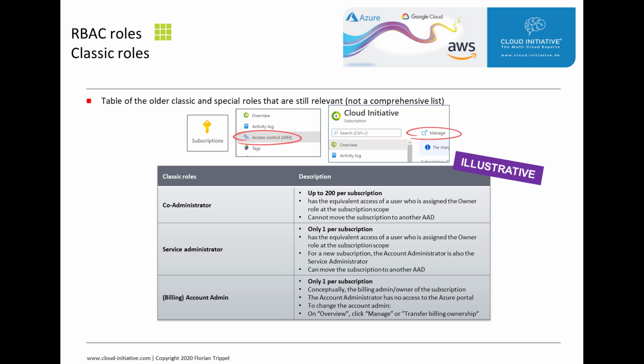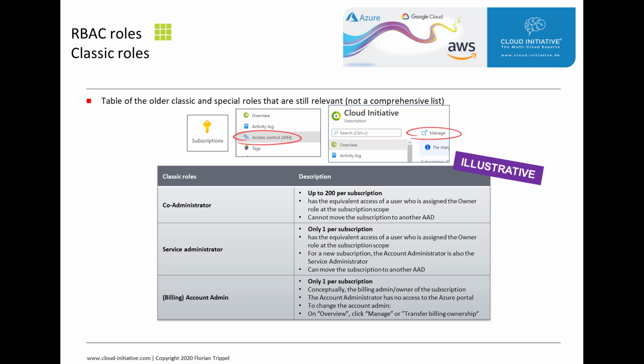In addition to these modern resource-based access control roles, we also have the classic roles, and they are still relevant in some cases. This is not a comprehensive table, but here are the three most prominent classic roles. The first one is the co-administrator role, and it is comparable to the RBAC owner role. The last two roles are kind of special roles, because you can have only one of each per subscription.